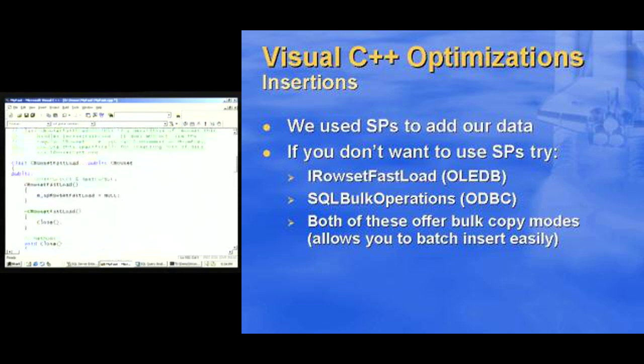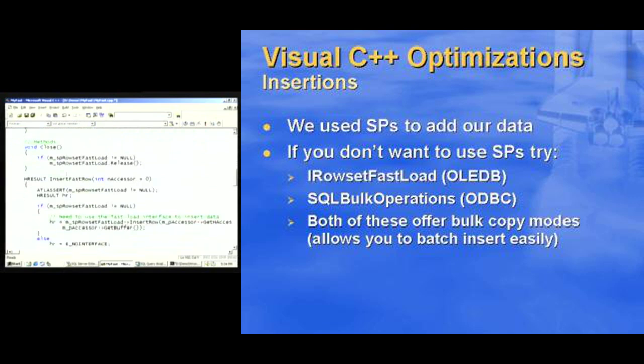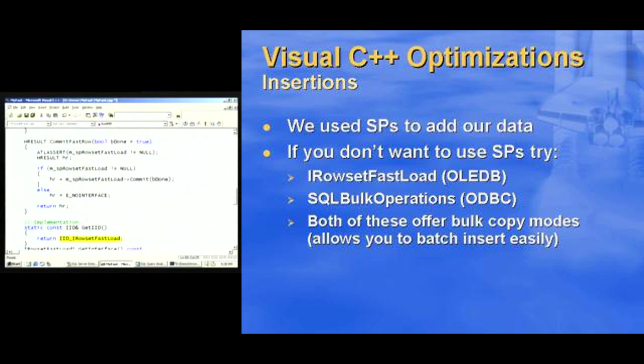This looks like a big long hunk of code, but all it is, is a C++ class that derives from one of the classes in the consumer templates called CRowset. In effect, this class is going to act like a regular row set, so you'll be able to move next, move previous, and so on. The difference is that instead of using the standard COM interface for OLEDB, which is IRowset, we're going to make it go through IRowsetFastLoad. I keep getting this backwards. Yeah, IRowsetFastLoad. So effectively we're just telling it to use a different interface rather than IRowset. That's what all this code is effectively doing.